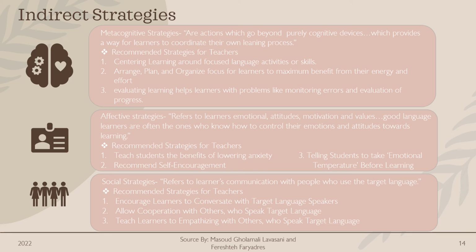Affective strategies refer to learners' emotional attitudes, motivation, and values. This is those influences within the person that affect how much information they will receive for that day. So again, we have a recommendation to lower anxiety in the classroom for that self-encouragement: telling students to take their emotional temperature before learning. If you are having an extremely bad day, it's not beneficial for the student to be within the classroom. They're not going to be retaining the information.